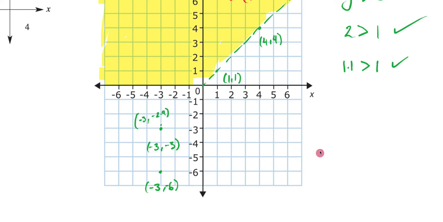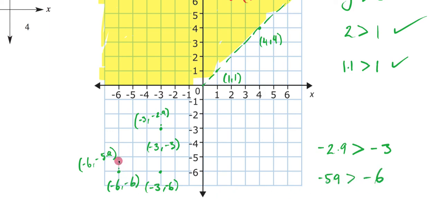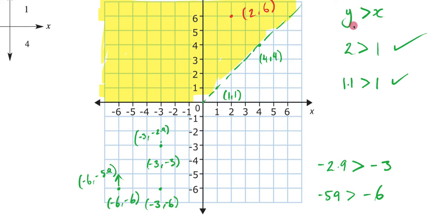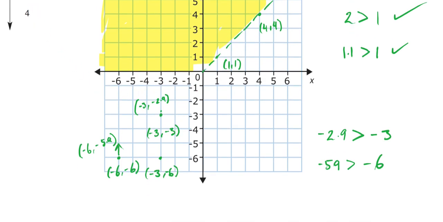Now, negative 2.9 is a bigger number than negative 3, and the reason is because it's less negative. This same logic can be applied everywhere. For instance, if I came to this point right here, negative 6 and negative 6, as soon as I go up just a little bit, this point that I've marked would have the same x, negative 6, but now the y would be negative 5.9. And negative 5.9 is bigger than negative 6. So anywhere above that point is going to satisfy the idea of y being greater than x. Notice how it's very similar to what is happening in my first quadrant.